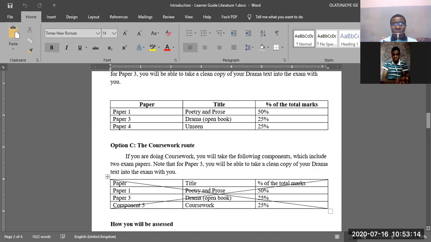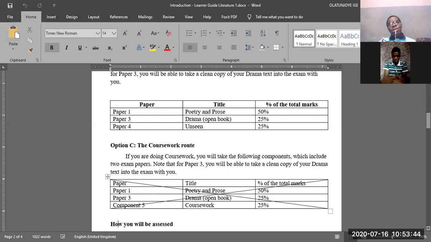These are the three papers that we'll be discussing. After today, we are still going to meet twice, talking about this learner guide. So what is in paper 1? Paper 1 is poetry and prose. I discovered that we've not even discussed prose. After the learner guide, that is what we are going to do first.